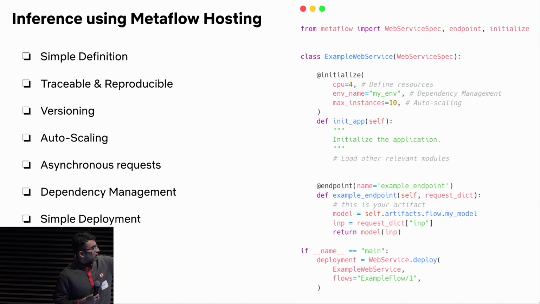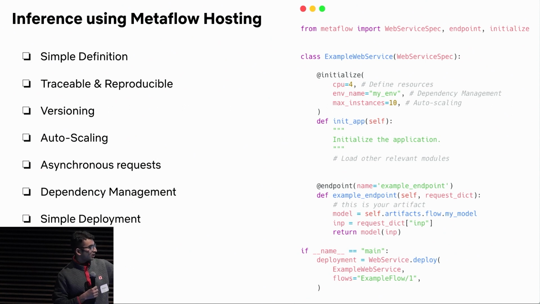So you have the example web service defined which inherits a particular class, and you can specify the resources needed as well as the auto-scaling params like minimum or maximum instances. Then you can use this function called initApp to initialize your application with whatever relevant models you need, or you could also specify if you need some particular package. Finally, we have this @endpoint decorator where you specify the name of your endpoint, followed by accessing the artifact.